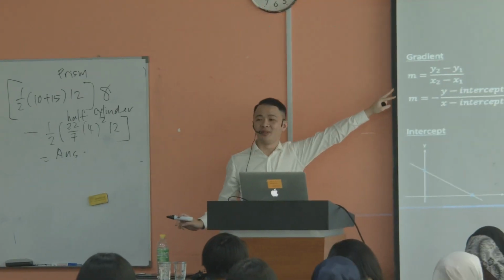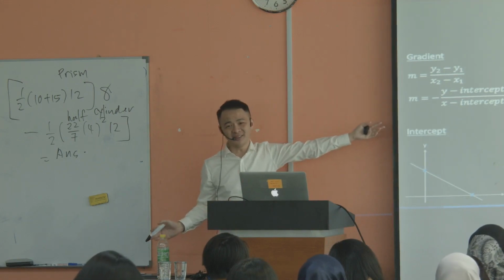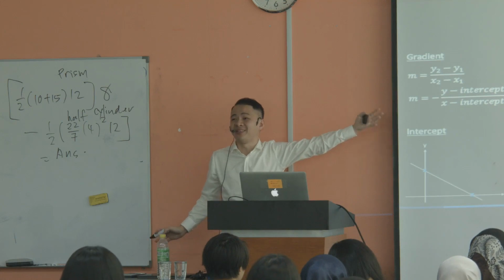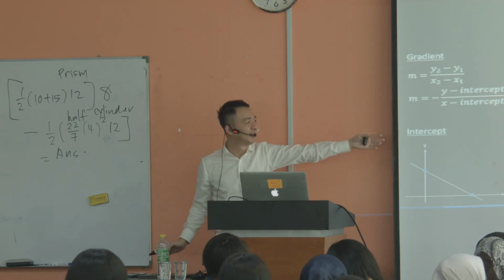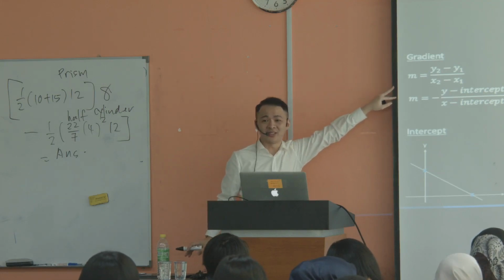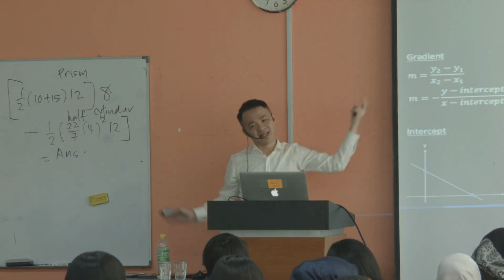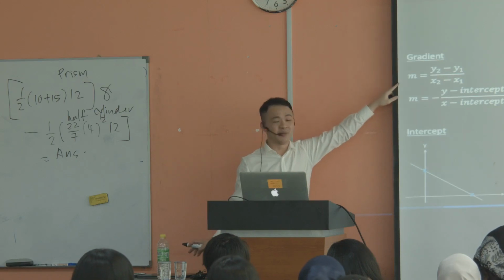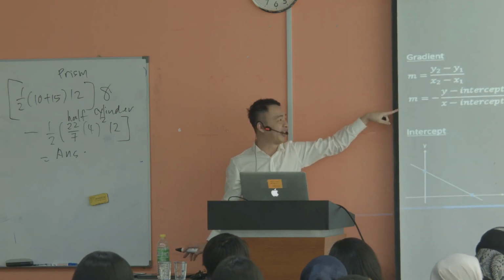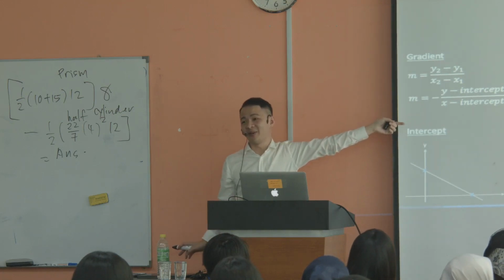And then here, basically, you have two different formulas you can use to find the gradient. Of course, if they want to be tricky, you have one more, which is you can use the tangent to find the gradient. But normally, you don't use tangent, you just use these two. So the first one is very common. I guess all of you should know the first formula. The second formula, I quite like to use if I have both the x-intercept and y-intercept.